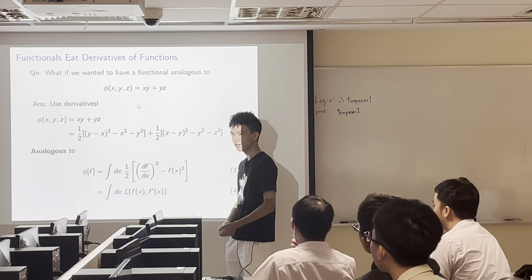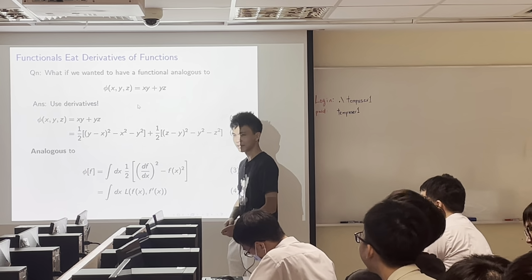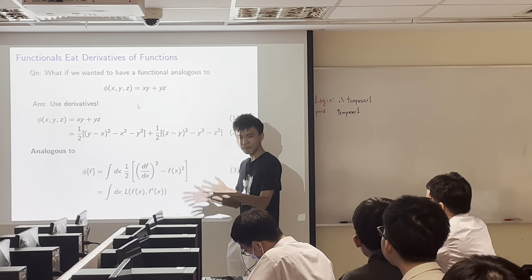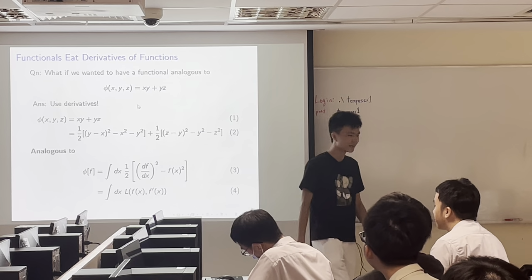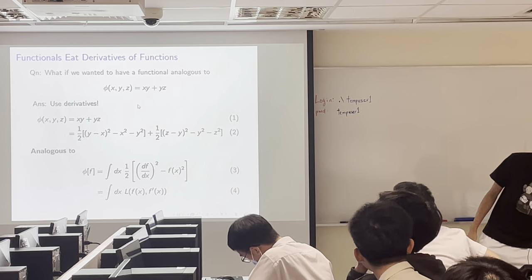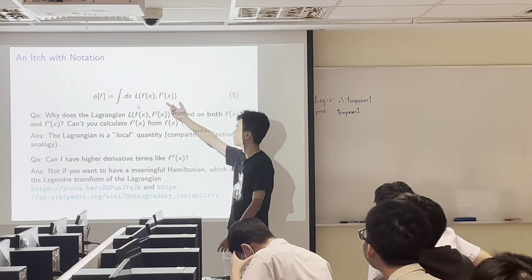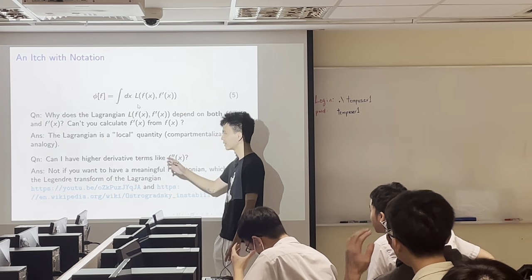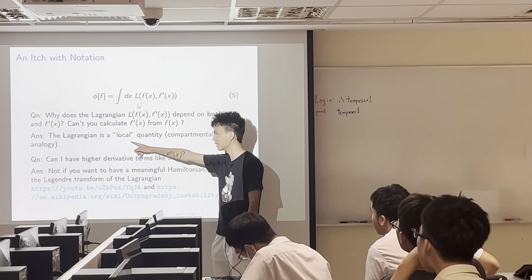But what if you are a strict boss and you don't want the workers to talk to their neighbors? So you want to compartmentalize every single one of them. Then you need to give each worker the derivative also, so he wouldn't need to talk to his neighbors. So that's my intuition for what it means for the Lagrangian to be a local quantity.